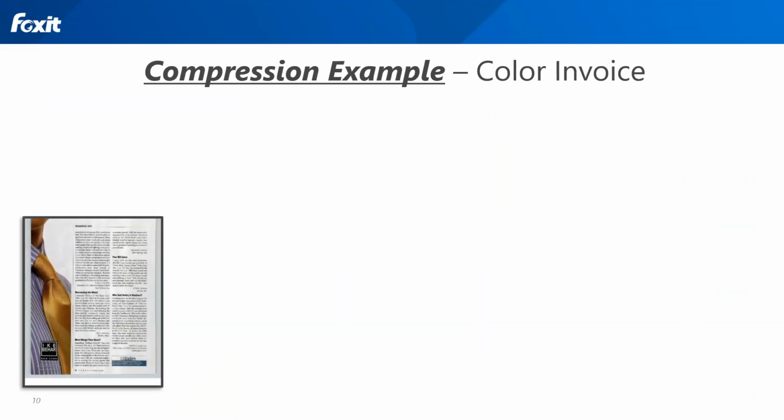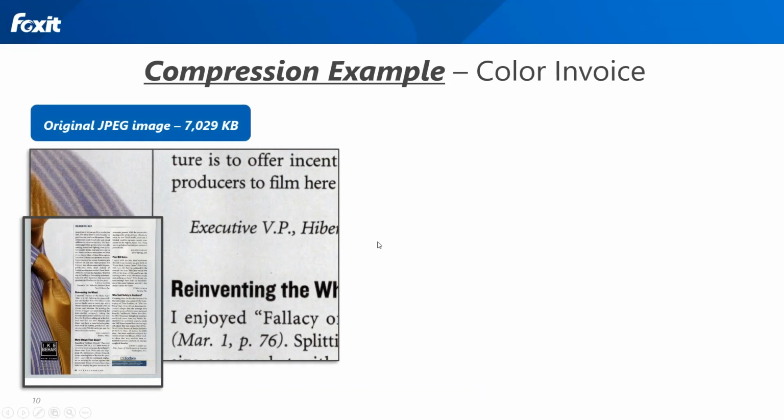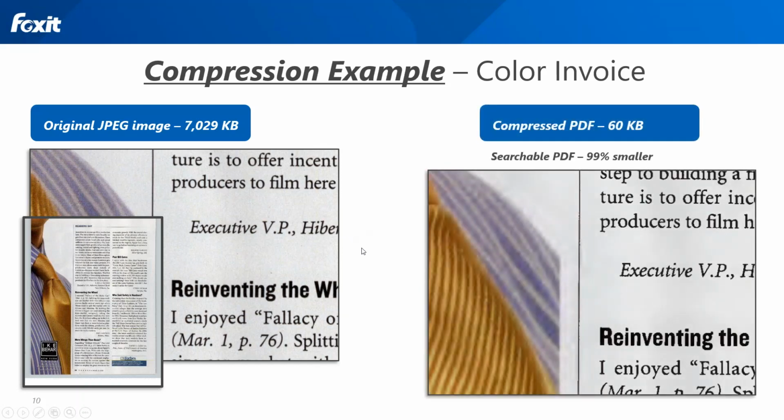And then the last one here is a magazine clipping. It's a fairly large JPEG, about 7 megabytes to start off. When you zoom in, even on the original image, there's a little bit of blur on this shirt. Our software was able to reduce the size of this quite significantly. The compressed PDF that we created from the original 7 megabyte JPEG was about 60 kilobytes, so about 99% smaller. And as you zoom in, there's really not a lot of change on the document.